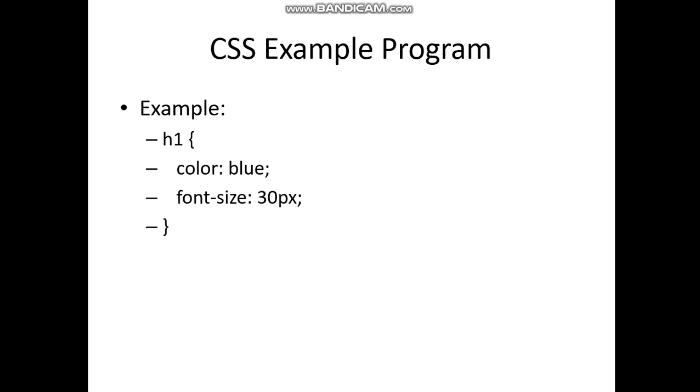Now let us see one example. In this example, h1 is a selector, color is a property, and blue is a value for the property color. Another property is font-size, and the value is 30 pixels for the property font-size. This means all the h1 headings will appear in blue color with size 30 pixels. This is an example program which is used in HTML.